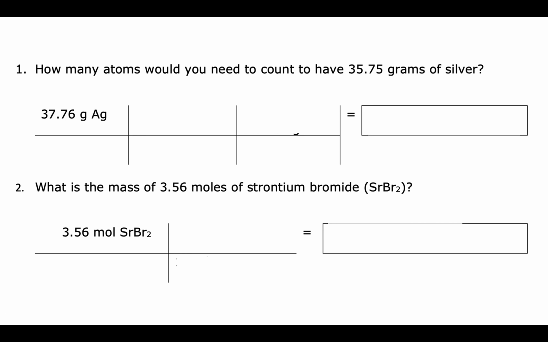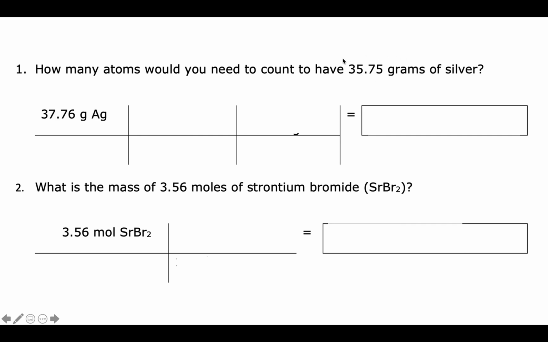And so now to come to these questions that you worked on, I'm going to go over them in detail here, that you completed in that Google form, but let's talk about them here step by step. How many atoms would you need to count to have 35.75 grams of silver? How many atoms? So when we say atoms, number of atoms, we know that Avogadro's number is going to be involved here.